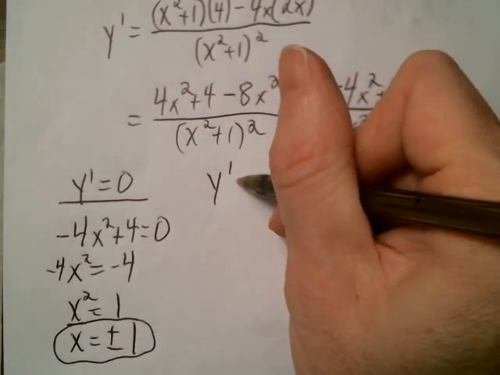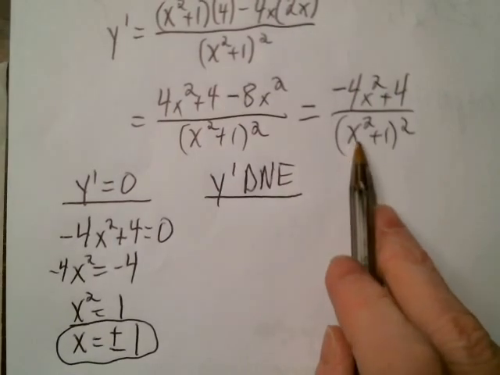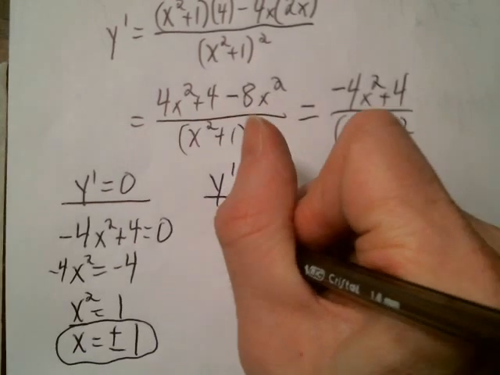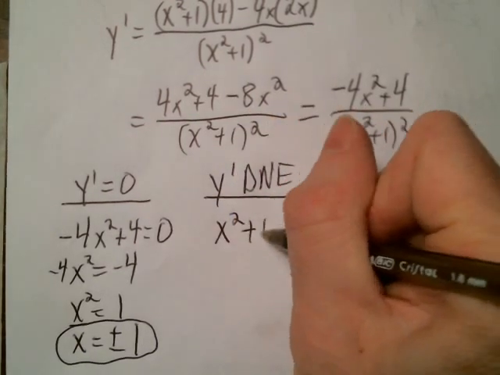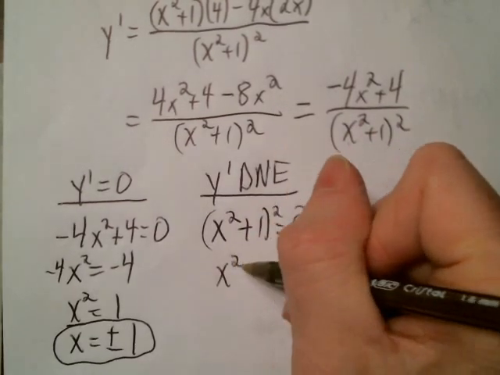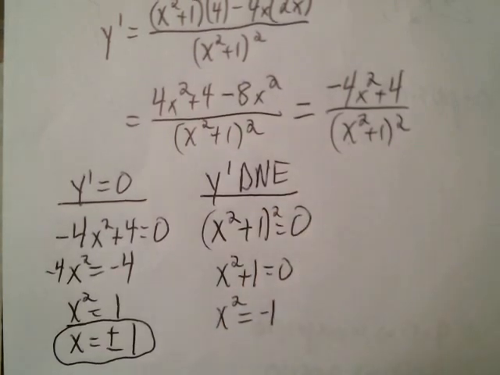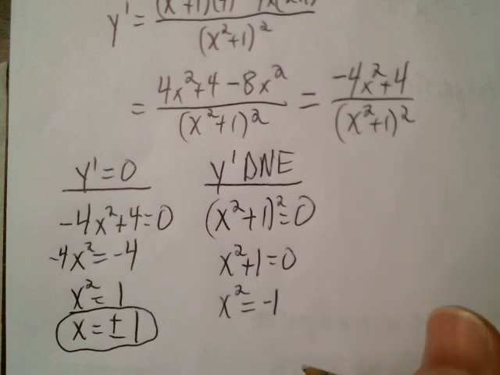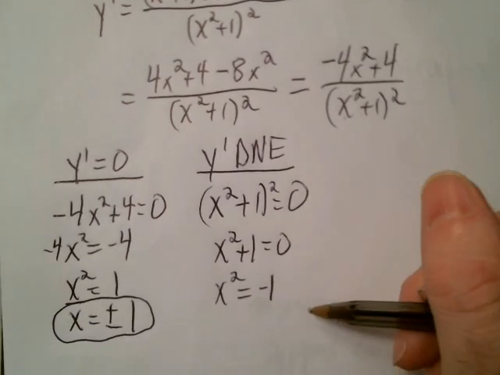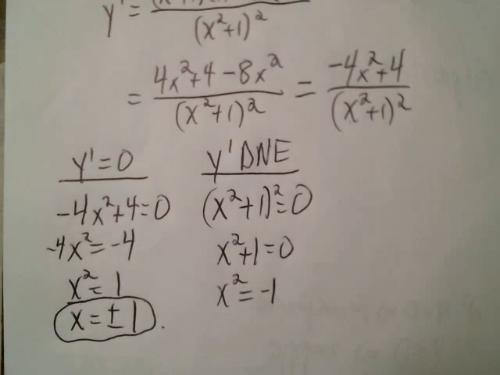Then we want to know where y prime does not exist. So you go back to the derivative here, and we're going to set the denominator equal to 0 this time. X squared plus 1 squared, set that equal to 0. Square root on both sides, so x squared plus 1 is 0. And then x squared is negative 1. Uh-oh, we're in trouble, right? There's no x value in the real numbers where you square it and get negative 1. I squared is negative 1, but we're not working with those. So the only 2 critical numbers will be at plus and minus 1. Okay, great.